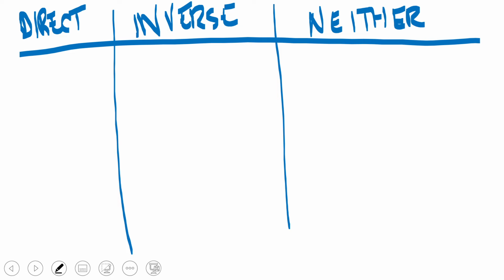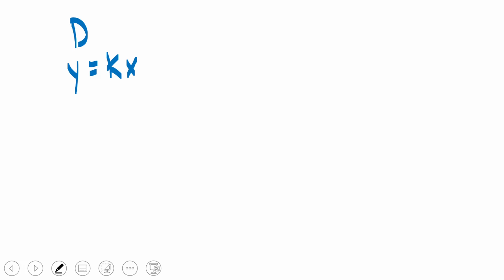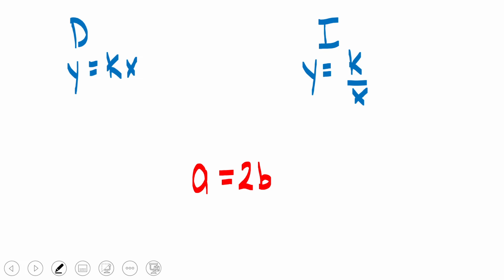Alright, number 1, A equals 2B. So I'm going to go to this slide. We're going to compare it. Remember, our direct is y equals k times x, and our inverse is y equals k over x. Let's compare. A equals 2b. Well, this goes right with the y equals k times x, where the 2 is the constant proportion of growth for k. So it's a direct formula.